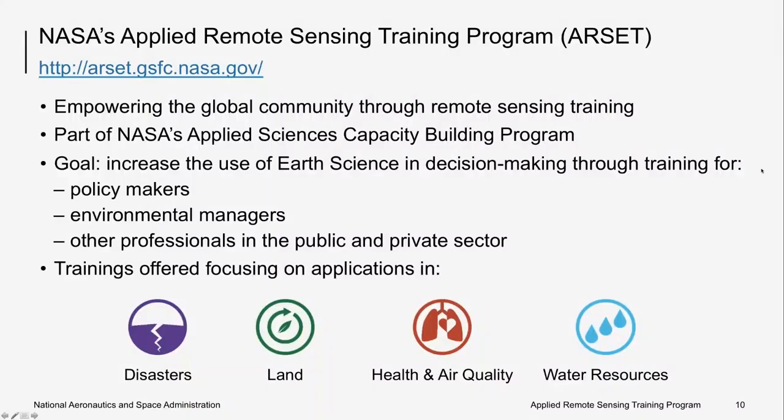The Applied Remote Sensing Training Program, or ARSET, is part of NASA's Applied Sciences program. Our goal is to increase the utility of NASA Earth science data for applied resource management professionals, policymakers, and regulatory agencies. ARSET conducts online and in-person trainings in the focus areas of disasters, land management, health and air quality, and water resources. The ARSET team is located at multiple NASA centers and consists of scientists with backgrounds specific to each topic they teach.